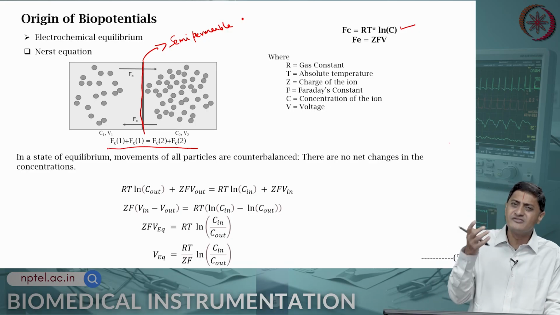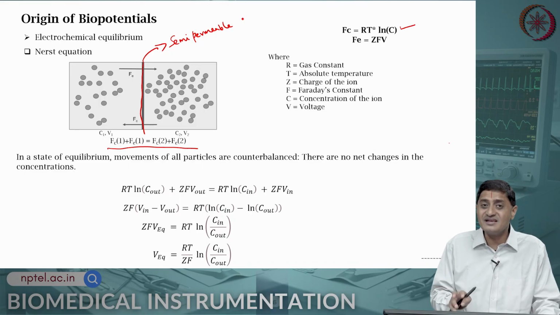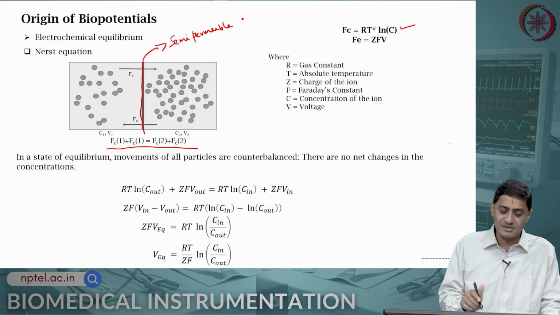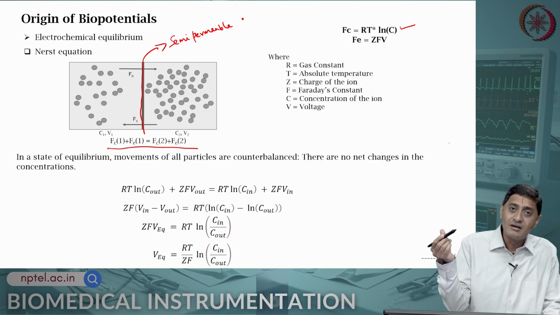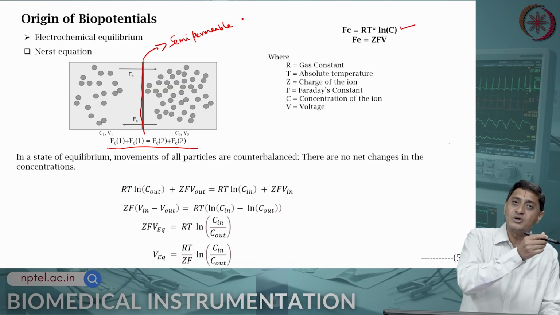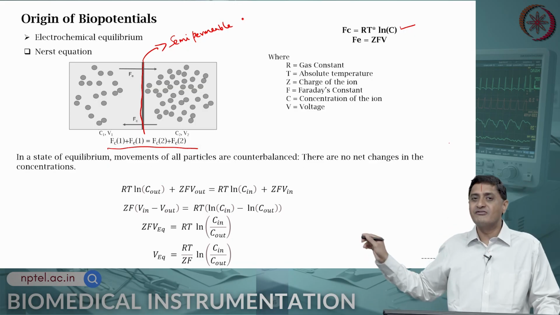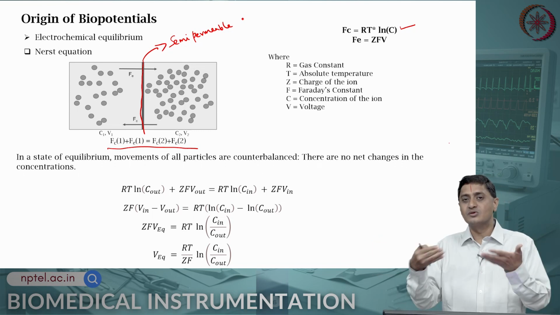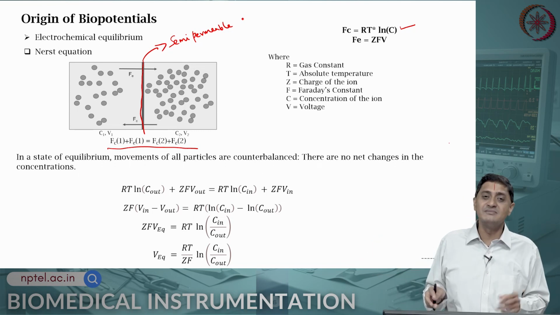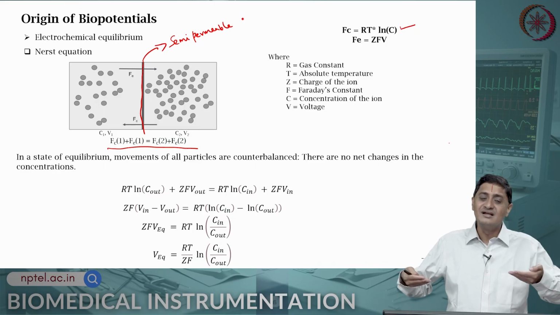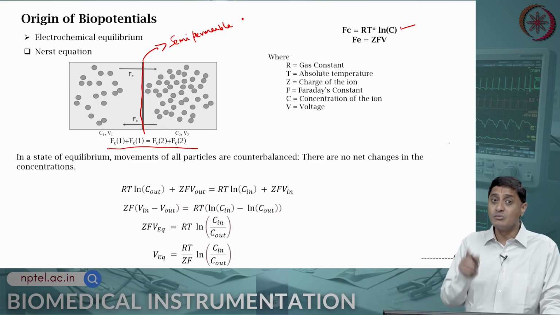What does it mean? What is the difference? If I say that there is no net movement of charges, that means if one positive ion moves from this side to the outside, one moves in the opposite direction, so there is balance. That is what it means. It does not mean that there is no movement, it just means that the net movement is 0. It does not mean that the movement is 0.